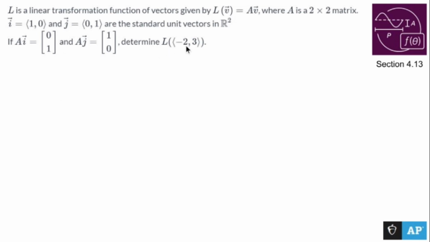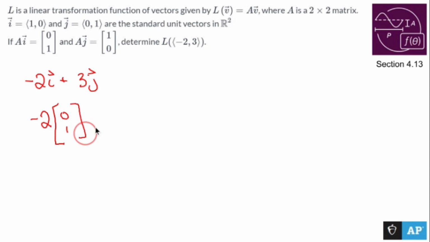Determine L of a vector in component form negative 2, 3. Okay. Well, that's component form, and if I wanted to, I can write it out in unit form as negative 2 times vector i plus 3 times vector j. I just found out that i is 0, 1. So if I wanted to, I can do negative 2 times 0, 1 plus 3 times 1, 0.